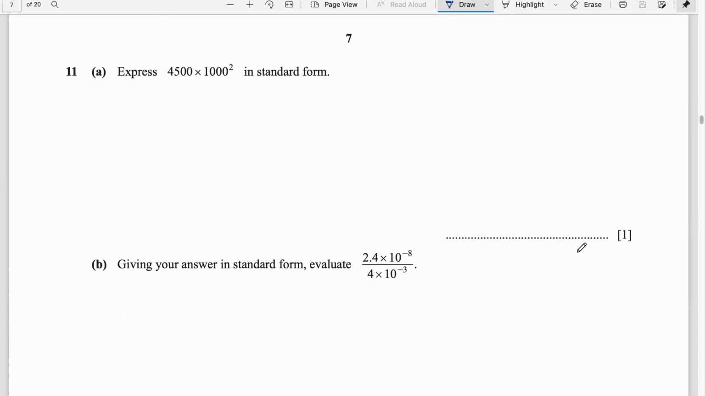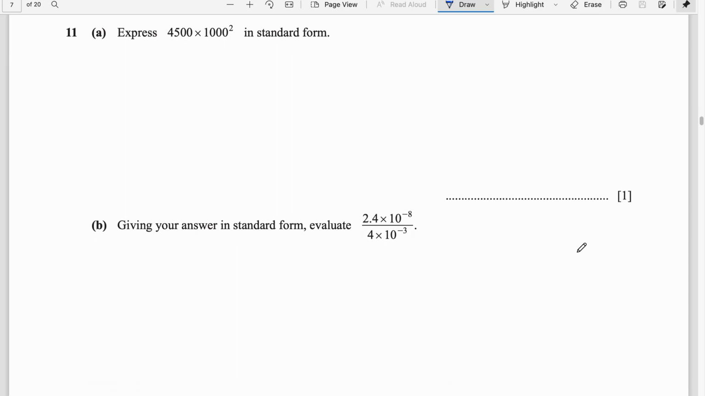Next question, question number 11. Express 4500 into 1000 squared in standard form. So this is 4.5 into 10 raised to power 3 into 10 raised to power 6, which is 4.5 into 10 raised to power 9. Bases same, powers add.